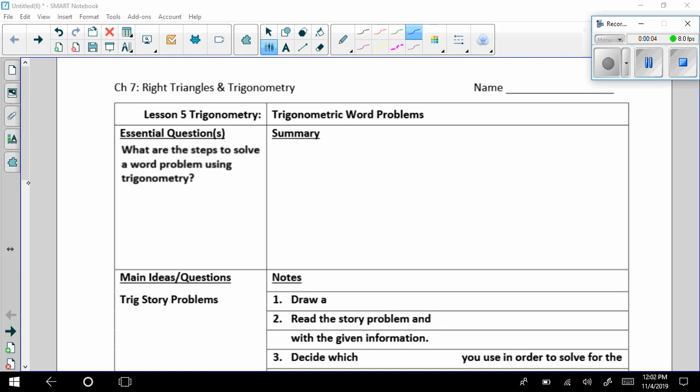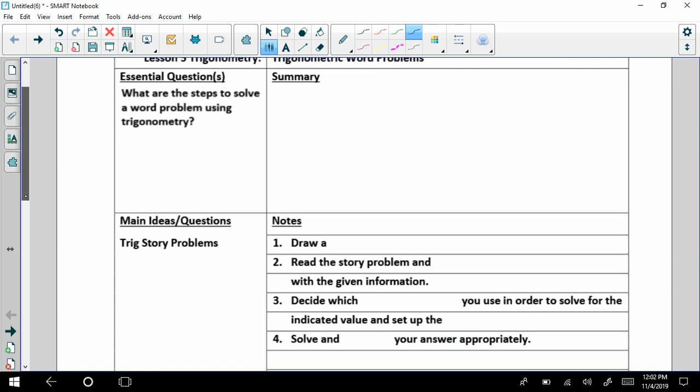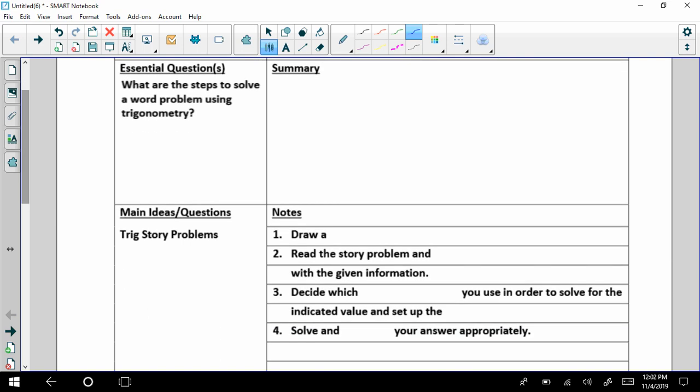Okay, now that we've pretty much wrapped up the unit, we're going to look at application problems with these trig identities, which is just word problems. So how to use those same steps to set up the problem and then solve it.